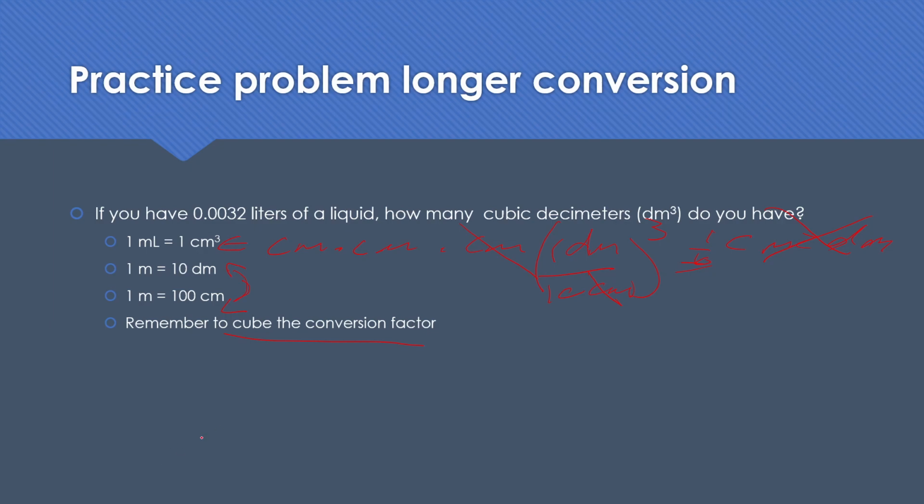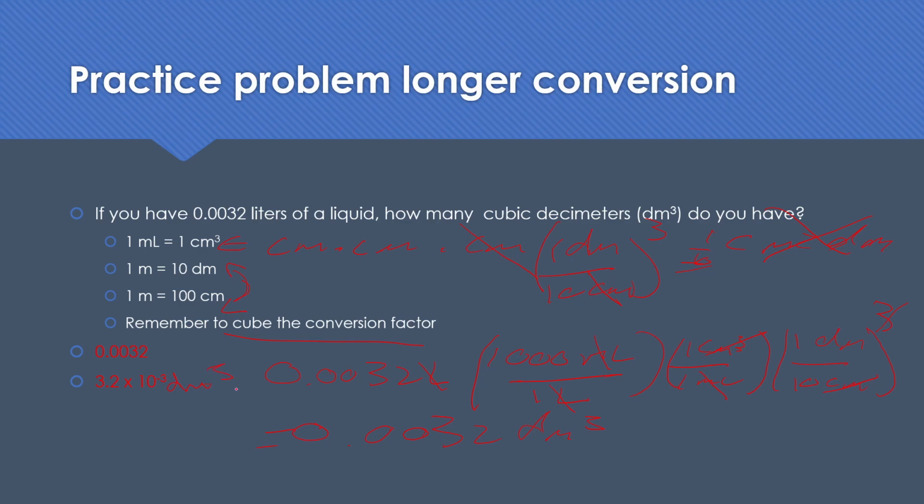All right, so let's work it out. So I have 0.0032 liters. We're going to multiply that by 1,000 or 10 to the third milliliters per 1 liter. Liters cancels. Multiply that by 1 centimeter cubed per 1 milliliter. Milliliters cancels. Multiply that by 1 decimeter per 10 centimeters. And I'm cubing this, so that centimeters cubed cancels. And I end up with decimeters cubed. And funnily enough, and this was not my intention, sometimes when I make up problems, the numbers end up coming out weird. This actually ends up being 0.0032 decimeters cubed. So, whoops, that was not intentional, but the math checks out. So we would report that as 3.2 times 10 to the minus third decimeters cubed.